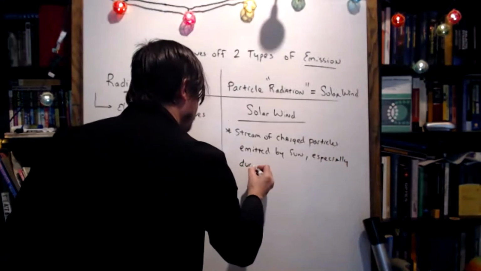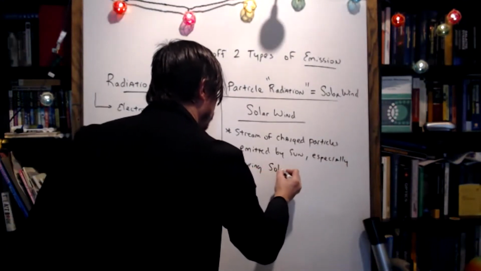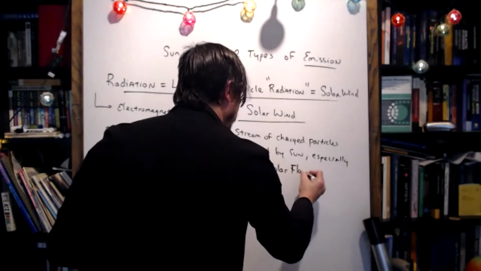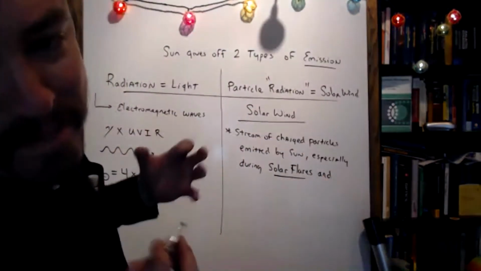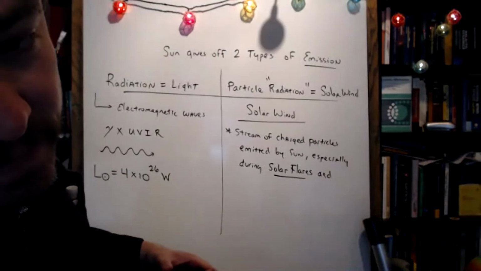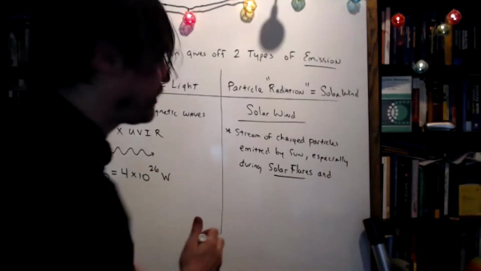Especially during so-called solar flares, and the really massive eruptions that I showed you last time are known as coronal mass ejections.